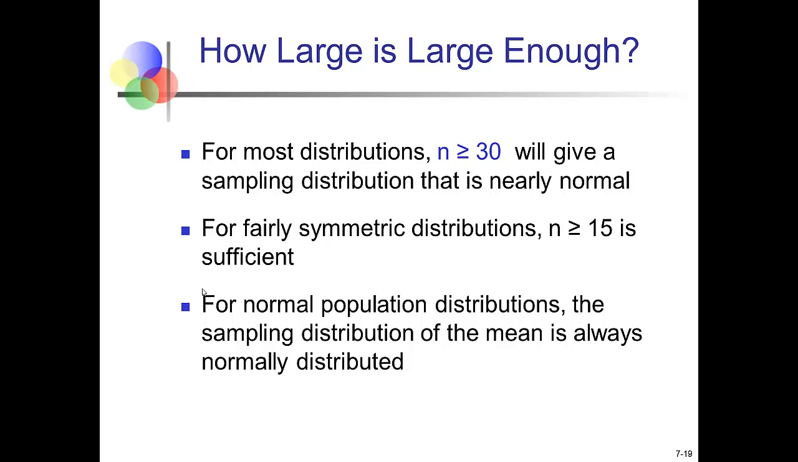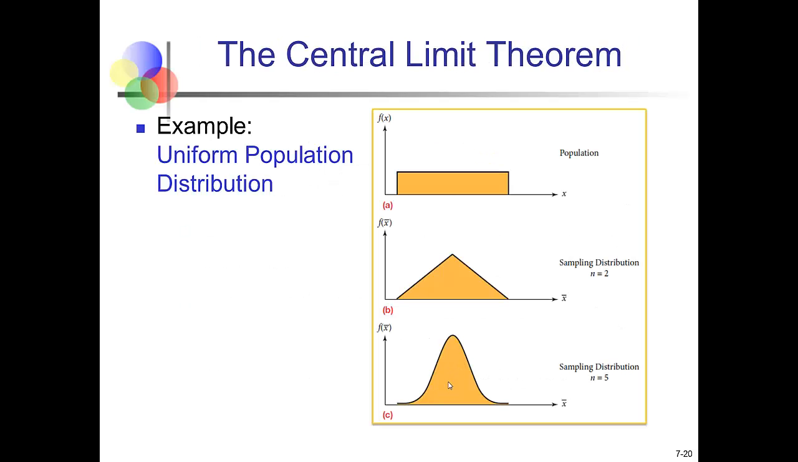So how large is large enough? For most distributions, we'll say a sample size of at least 30 will give us a sampling distribution that's approximately normal. In fact, for fairly symmetric distributions, n just needs to be greater than or equal to 15. So we're going to use the rule of n greater than or equal to 30 to be able to assume that the sampling distribution is approximately normal, unless we know that the population distribution is normal. If the population distribution is normal, then we know automatically that the sampling distribution of all of those sample means is also normally distributed. So here's a couple of examples just so you can kind of see this in action.